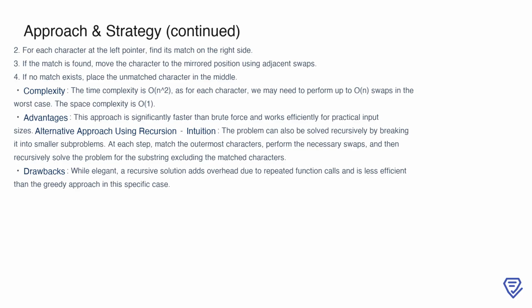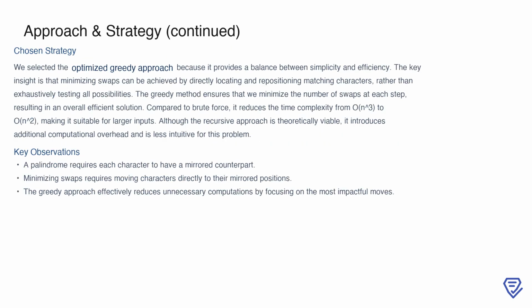We also briefly considered an alternative recursive approach, where the problem is broken down into smaller subproblems. While elegant, recursion introduces additional overhead due to repeated function calls, making it less efficient than the greedy solution. The strategy we ultimately chose is the optimized greedy approach, as it strikes a balance between simplicity and efficiency. The key insight here is that minimizing the number of swaps can be achieved by directly locating and repositioning matching characters, rather than testing all possible combinations.